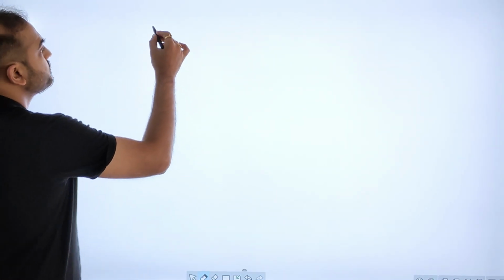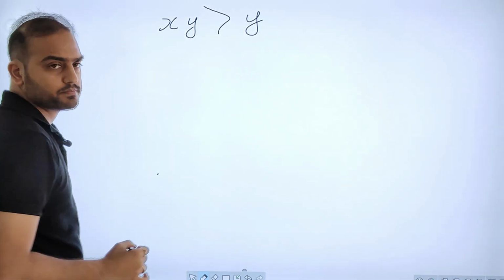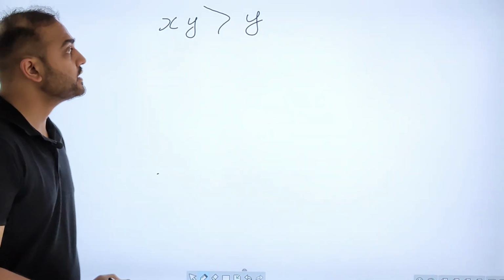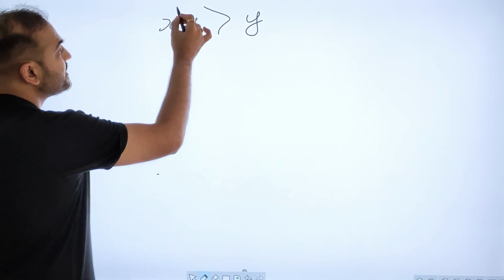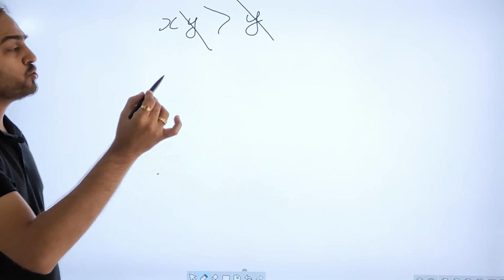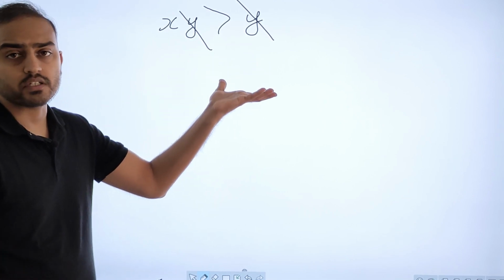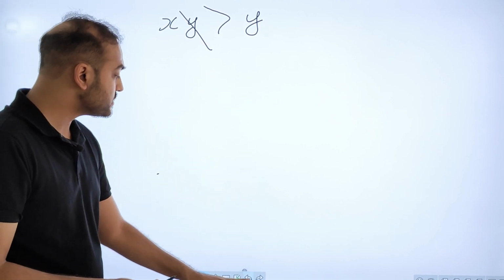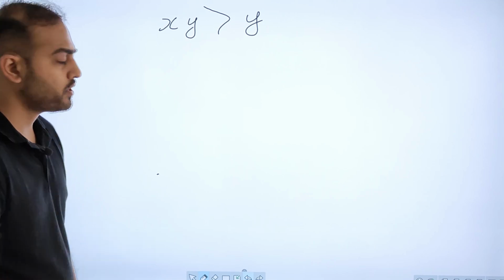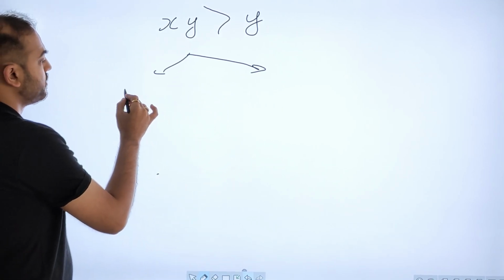Say the question is xy is greater than y. Now don't rush and cancel the two y's. Why? Because that is the same as division, and again, you do not know the sign of y. So don't rush and cancel these y's. Instead, you will have to make two cases.